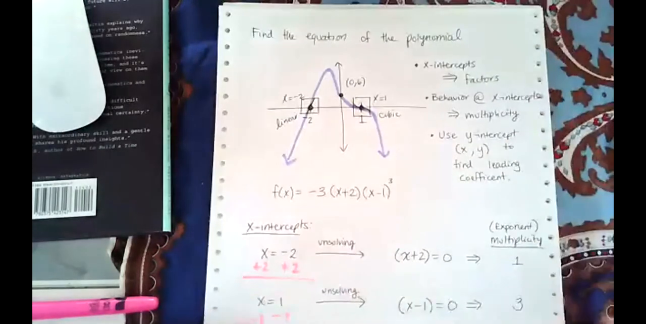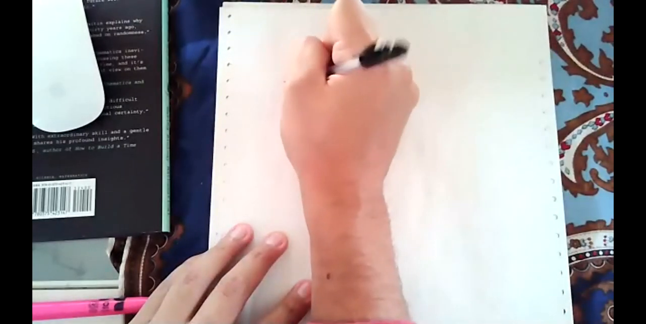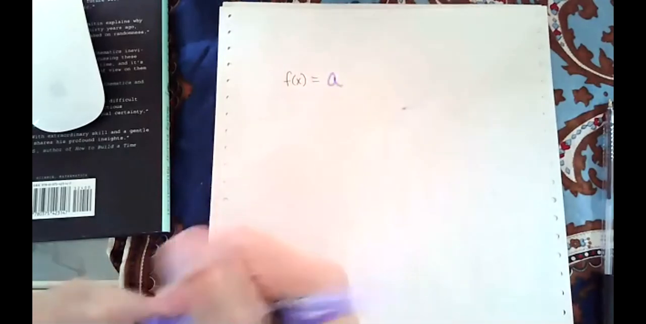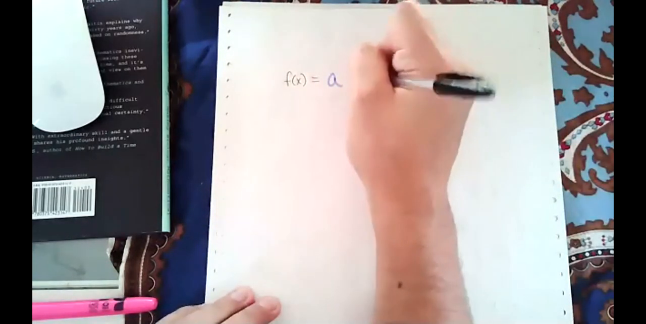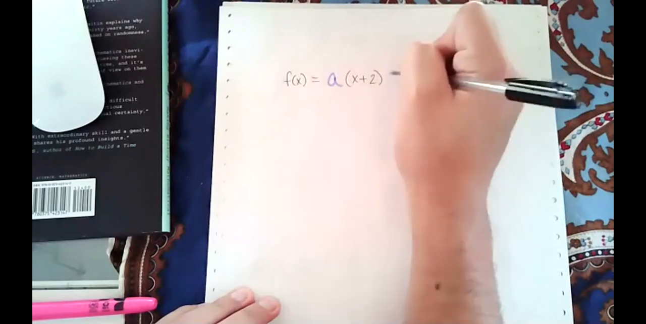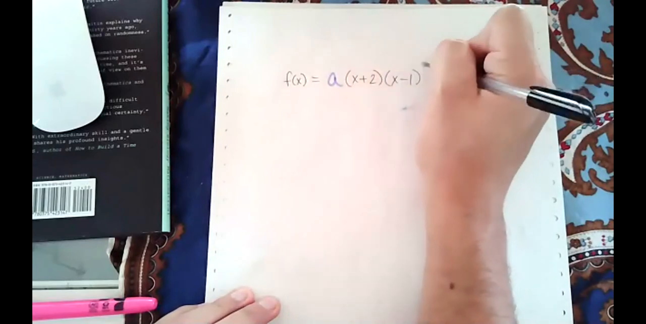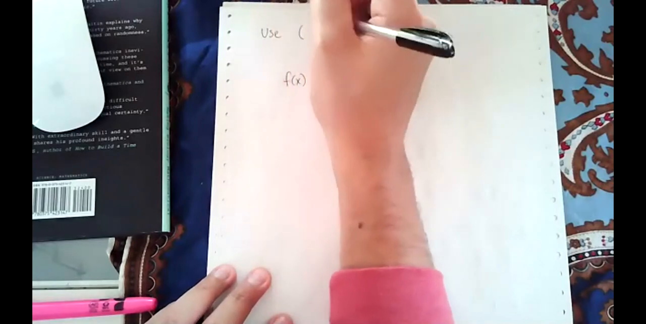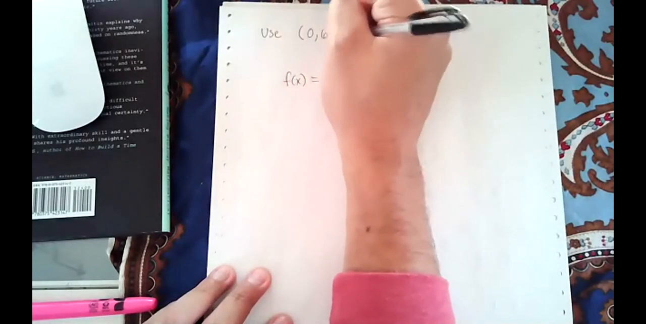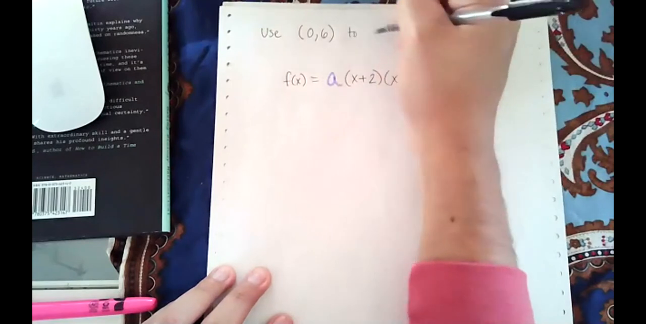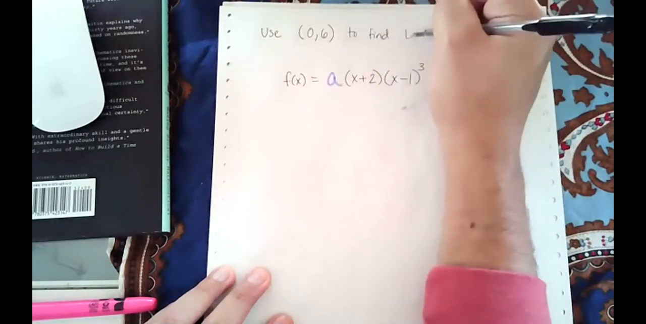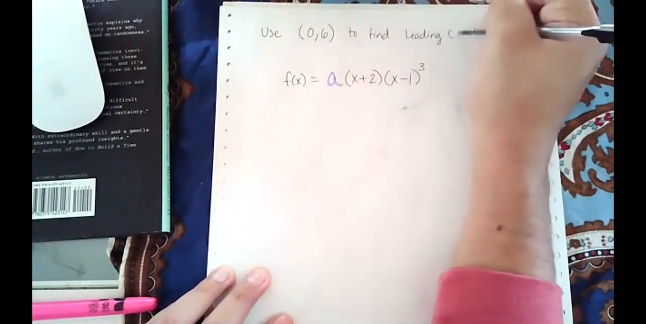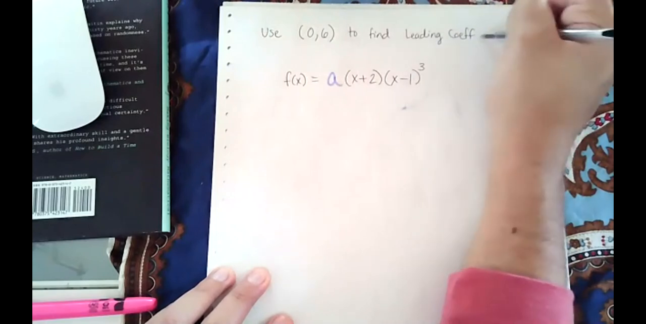So we have our function. I like to use different colors here just so you know where things are coming from. Our function was x plus 2, that was a linear factor, and x minus 1, and that was a cubic factor. We need to use the point, which was (0, 6), to find the leading coefficient, which we're calling A.